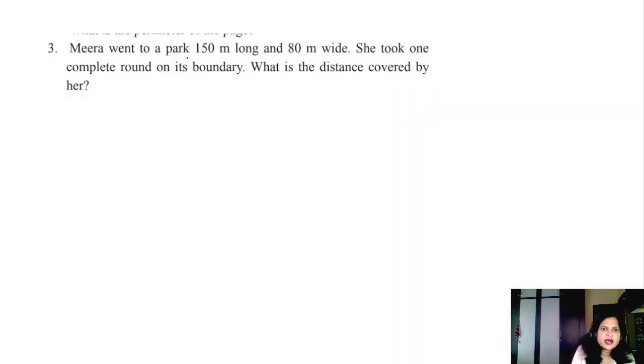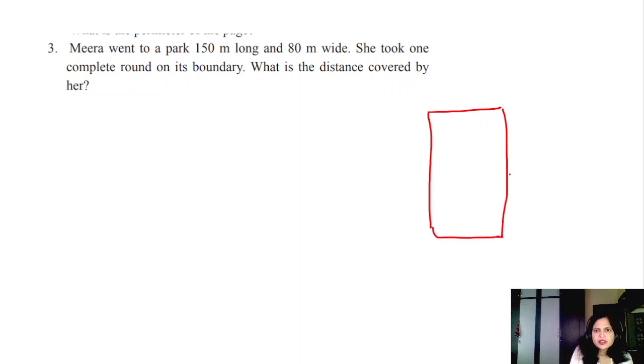Then Mira went to a park, 150 meter long and 80 meter wide. This is the park. It is rectangular in shape. This is not exact. This is 150 and 80 meter wide, they have given it. She took one complete round of its boundary. What is the distance covered by her?